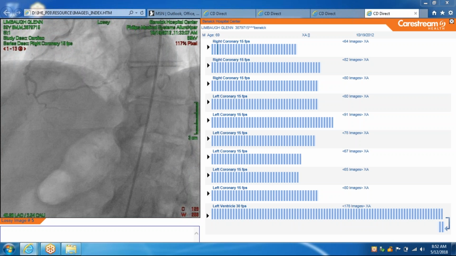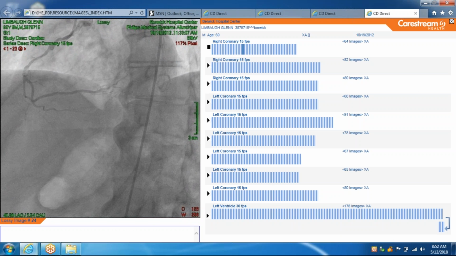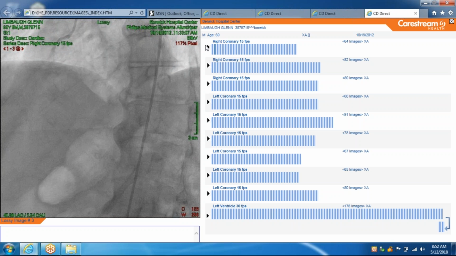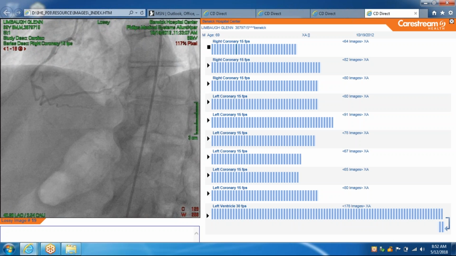So let's look. Again, usually start with the right coronary artery, and you can see that this is not looking like what you have seen. There's a lot of irregularity there. Okay, so you might want to do more than your two standard views.